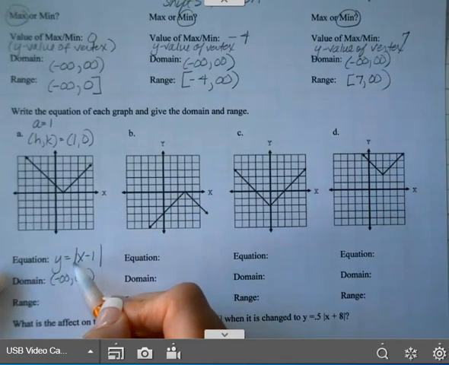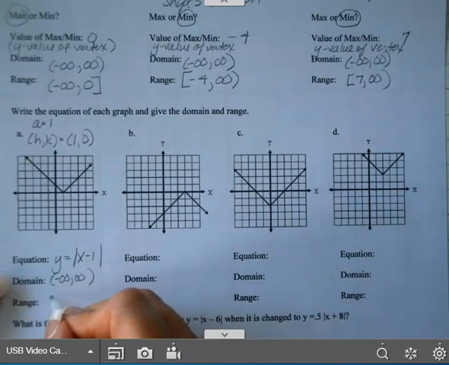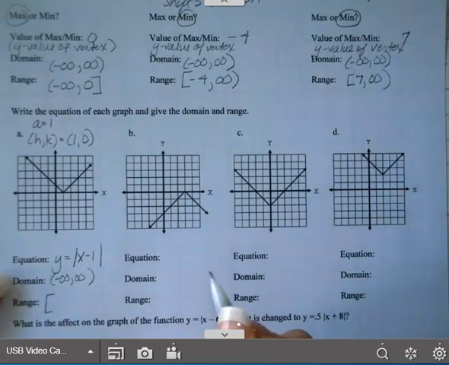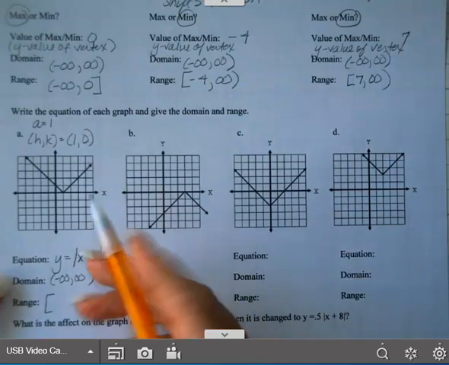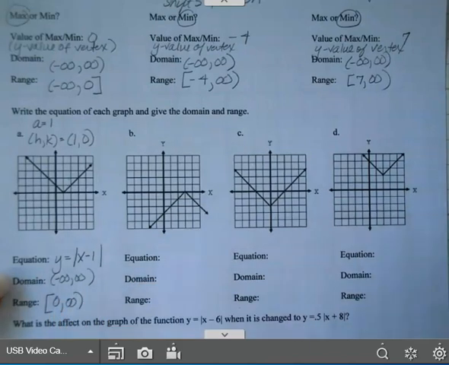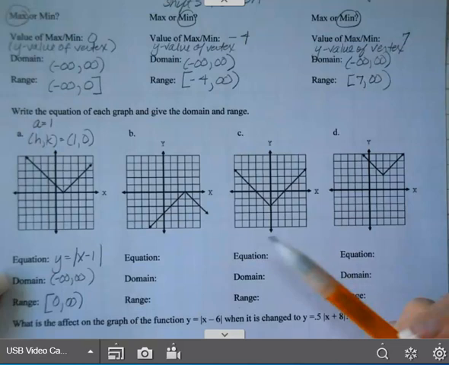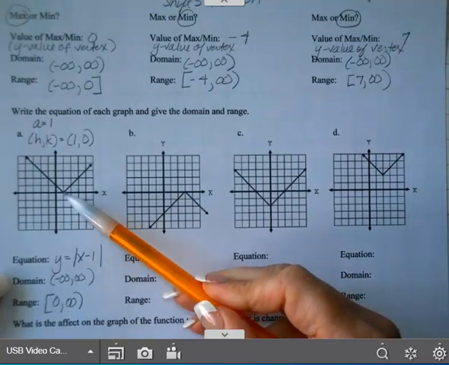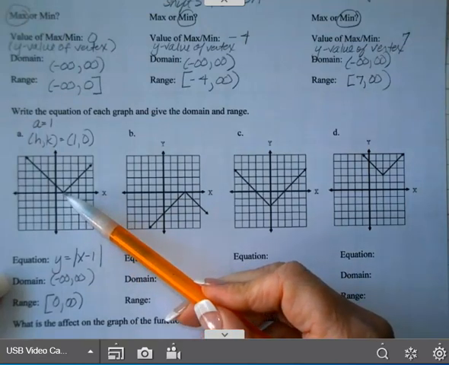This is going to have a minimum value since A is positive. And so the minimum is where it starts for your range, and you use the y value. And the y value of that was 0. And I can even look at my graph. The lowest y value it goes is 0.